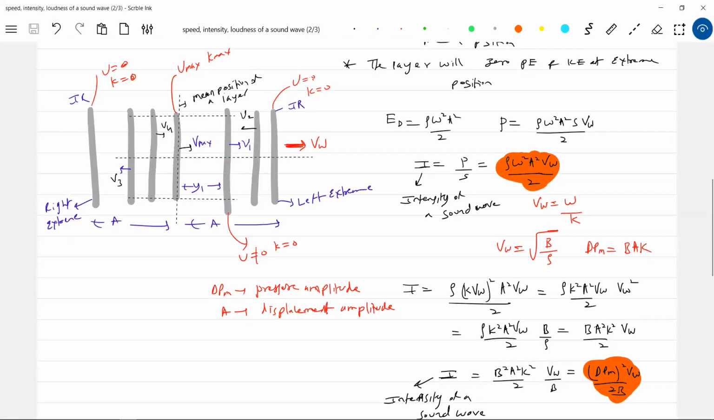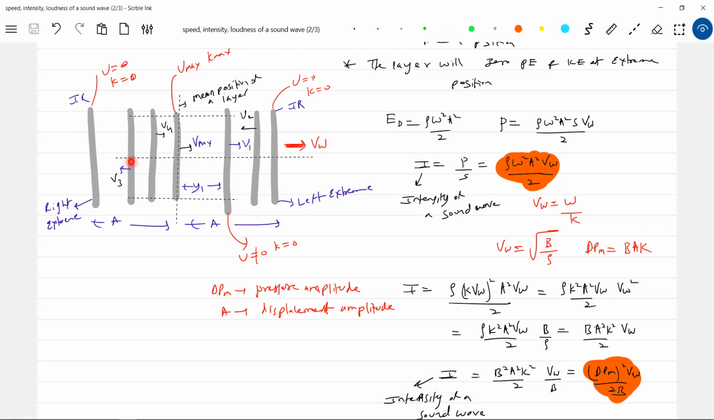If a layer is at mean position, it can be moving towards right or towards left. Here it's at mean position, moving in the direction of wave. The layer is at right extreme. Here the layer is between mean and the right extreme, and the layer is moving in the direction of wave. What about this layer? It is between mean and the right extreme and moving opposite to the direction of wave propagation. What about this layer? It is at left extreme.